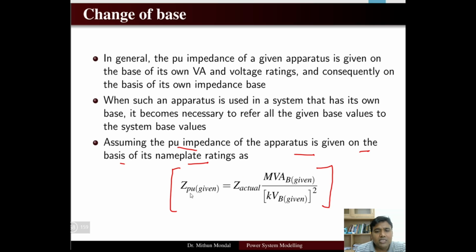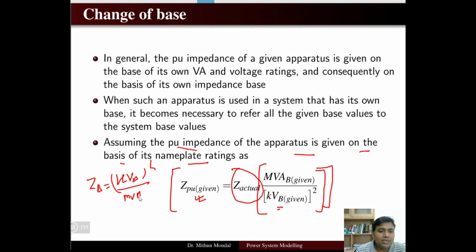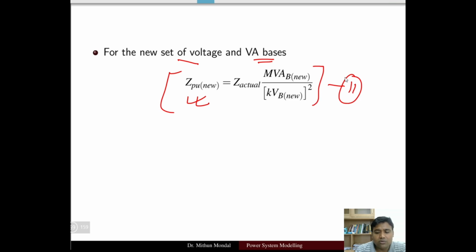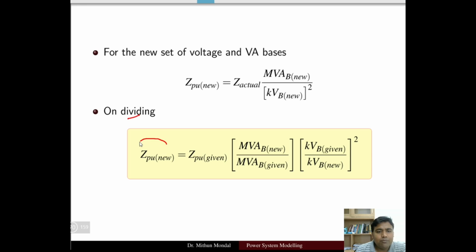So the Z per unit given is equal to Z actual multiplied with the base values, the MVA base given divided by the KV base given squared. This ratio basically comes from the Z base. We know that Z base is equal to KV base whole squared divided by the MVA base, and the per unit value is equal to the actual value divided by the base value. So we can obtain this Z per unit given. For the new set of voltage and volt ampere bases, the Z per unit new will now change. This is again obtained as equation number 2, and that was equation number 1. Now if we divide them, we obtain Z per unit new equal to Z per unit old, or given, into the ratio of the power term multiplied by the voltage term.